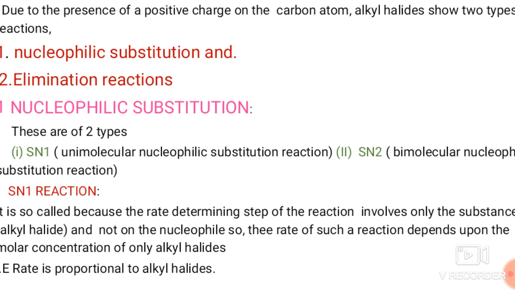Here the first one is the SN1 reaction, unimolecular nucleophilic substitution. It is also called the rate determining step of the reaction. So this reaction involves only one substance, that is the halide, and not the nucleophile. In that case, the rate of such a reaction depends upon the molar concentration of only the alkyl halide but not the nucleophile. Here the rate is proportional to the alkyl halide.